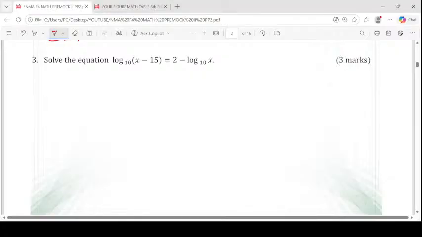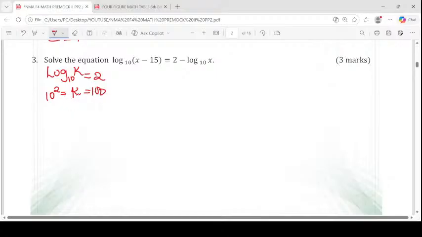Solve the equation log to base 10 of x minus 15 is equal to 2 minus log to base 10 of x. Step number 1, I convert these to log to base 10. So log to base 10 of a certain number k should give me 2. This is the logarithmic equation. In index notation, 10 power 2 is equal to k. But what is 10 power 2? 10 power 2 is 100.